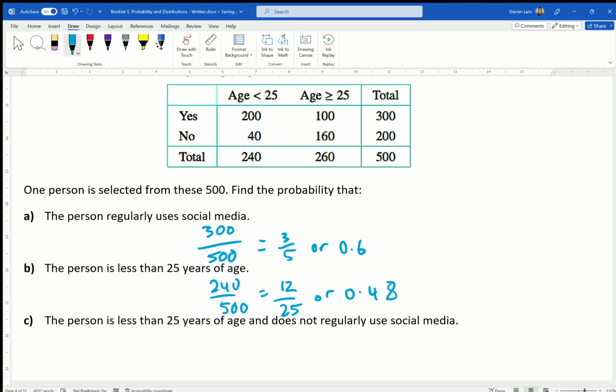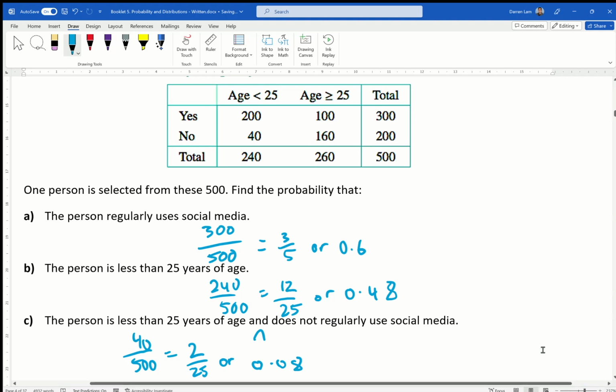The person is less than 25 years of age and so that is an intersection, and does not regularly use social media. In this very specific scenario, I can just identify the specific value associated with this. So less than 25, which is in this column, but also does not regularly use social media is in this row, so therefore it would be the 40 overlap. 40 over 500 simplifies down to 2 over 25, or 0.08. Pretty straightforward stuff.